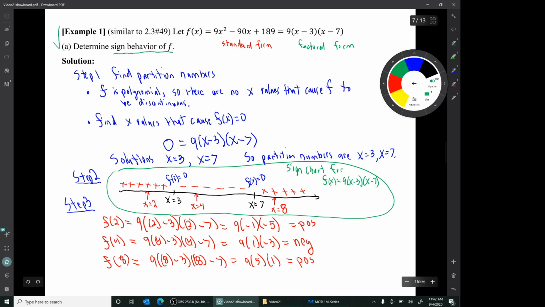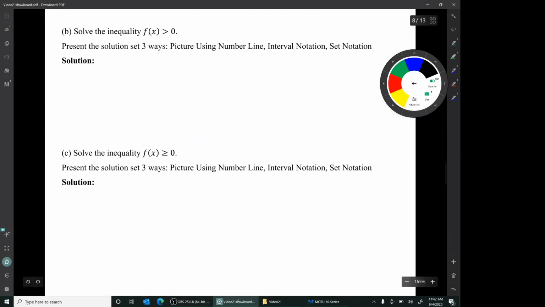We've done question A. Now let's go to question B. Solve the inequality f of x greater than 0 and present the solution set 3 ways: a picture using a number line, interval notation, and set notation. Now in the book, you're only asked to do this middle one. But I think it's important to be able to do all 3 of these, partly because in order to come up with the solution to this inequality, it helps to visualize something using a picture. So making a picture using the number line is a helpful thing to do.